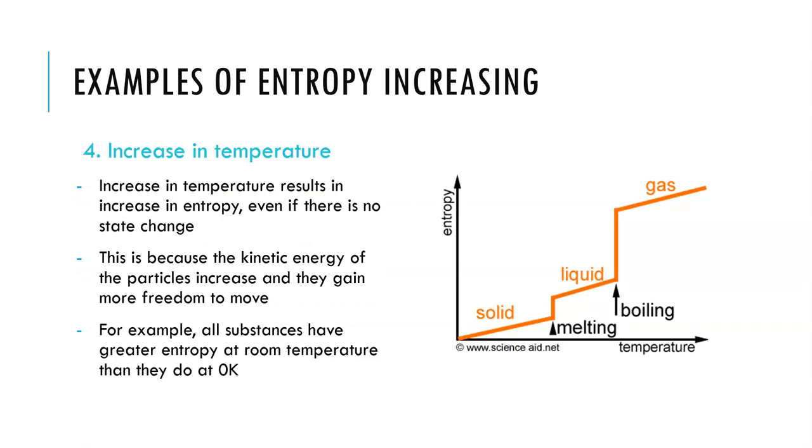Of course, if we increase temperature, the increased temperature results in an increase in entropy, even if there is no state change. So we see an entropic change, an increase in entropy, when we have the kinetic energy of the particles increasing as they gain more freedom to move. That more freedom to move means that we have a higher entropy. So all substances have a greater entropy at room temperature than they do at 0 Kelvin, i.e. they have a greater freedom of movement, therefore a higher level of disorder.